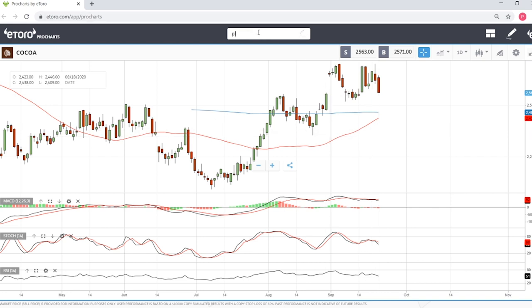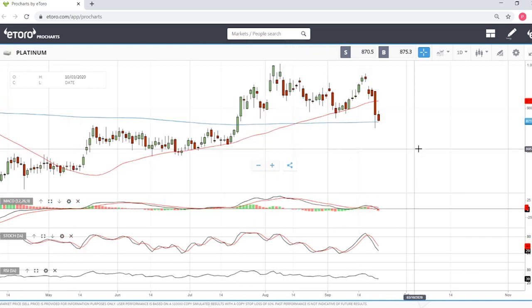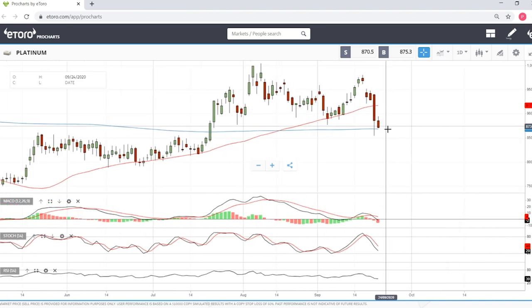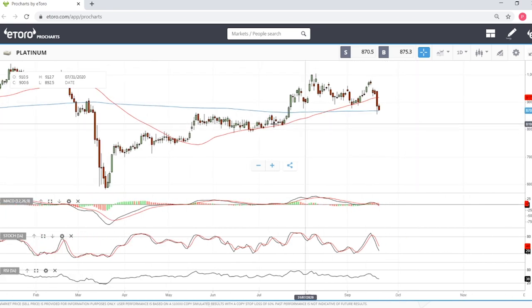And last but not least, we have platinum. So we have reached the 200 moving average, and what I do expect to happen here is a bounce from the 200 moving average. The technical indicators are fairly negative at this point, so we might see us testing the 200 moving average again like we did yesterday before we had this bounce. If we have a full red candlestick underneath the 200 moving average, then it means that we'll go much lower.